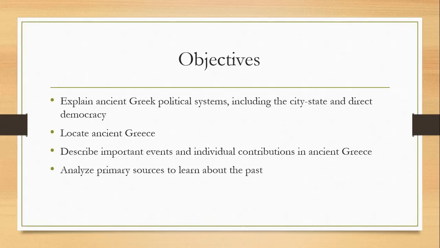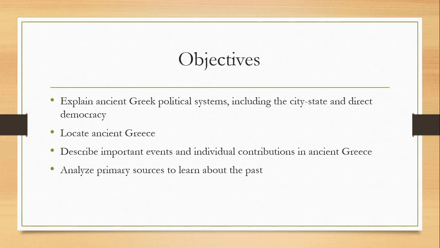So get excited. So today's objectives, as always, you should be able to explain ancient Greek political systems, including the city-state and direct democracy. All right, we will be learning all about that. Locate ancient Greece on a map. I will have a map up there that you should be able to point to where ancient Greece was by the end of this lesson. Describe important events and individual contributions in ancient Greece.